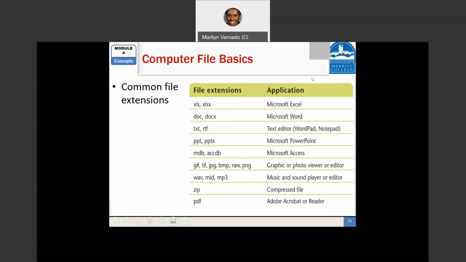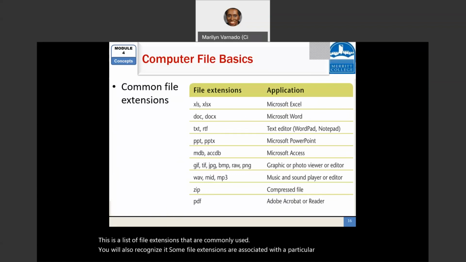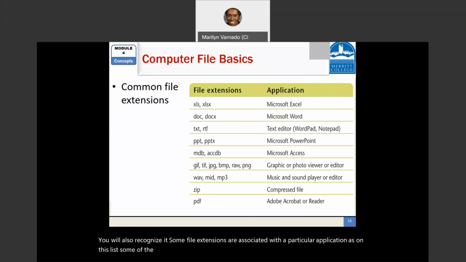This is a list of file extensions that are commonly used. You will also recognize that some file extensions are associated with a particular application. As on this list, some of the common file extensions show that. Knowing the file extension can help you identify which application program was used to create the data file. Once you know the file format, you will know which application to use if you want to open the file.